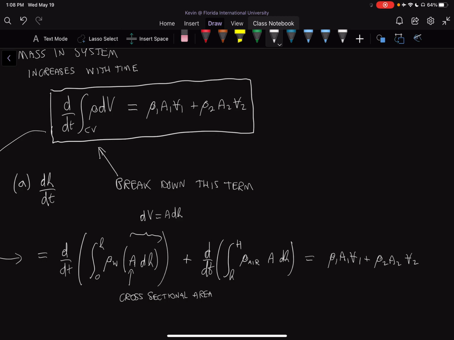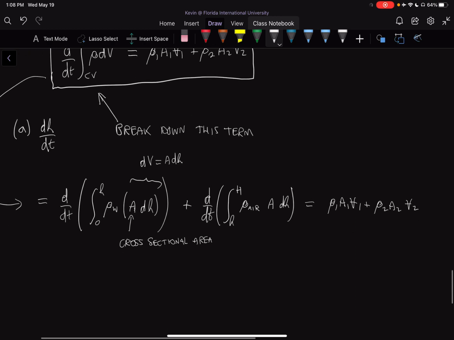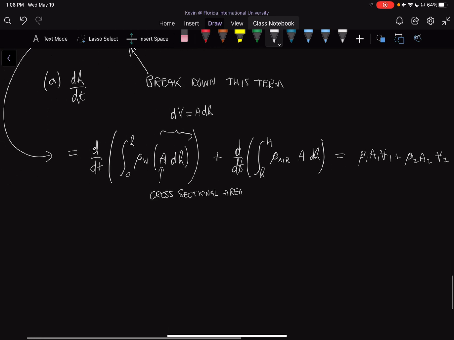Okay, so we can keep writing this equation and now solve for our integral. We can do the integral and then we'll do the differential. So we're going to solve both integrals. We're going to solve this integral here and this integral here and rewrite the equation.